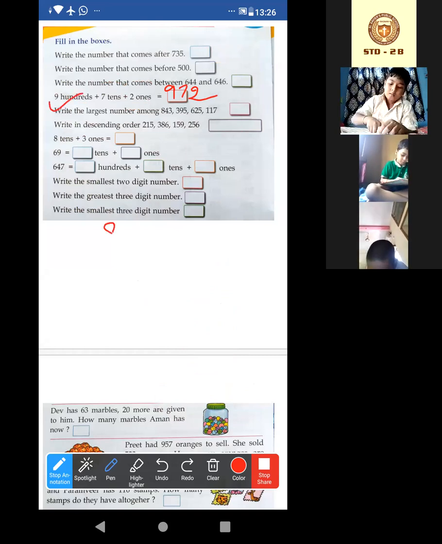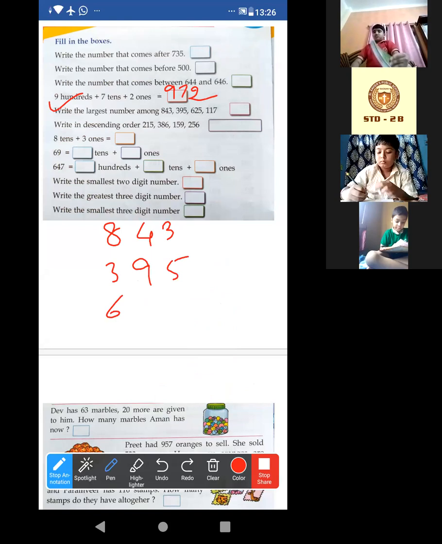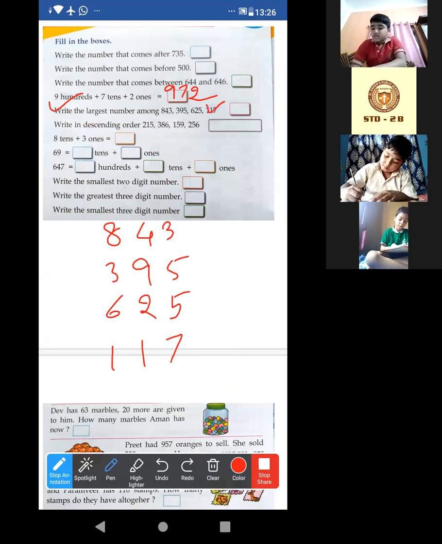Now the next one, write the largest number among these. Acha, how many numbers are there? I am writing 843, 395, 625, 117. Just look at this. Write the answer, this one and this one also.